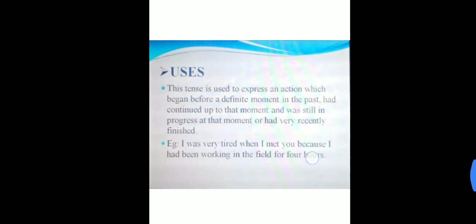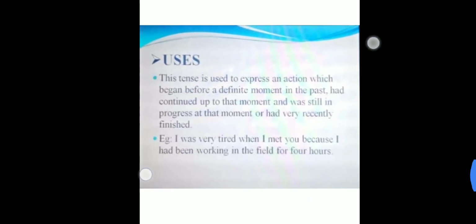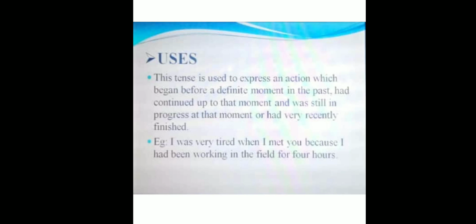Let's move further into uses of past perfect continuous tense. This tense is used to express an action which began before a definite moment in the past, had continued up to that moment and was still in progress at that moment, or had very recently finished. See, this tense is used to express an action which already began at some past moment, had continued up to that moment, which means till then it was continuing, or was still in progress at that moment, or had very recently finished.